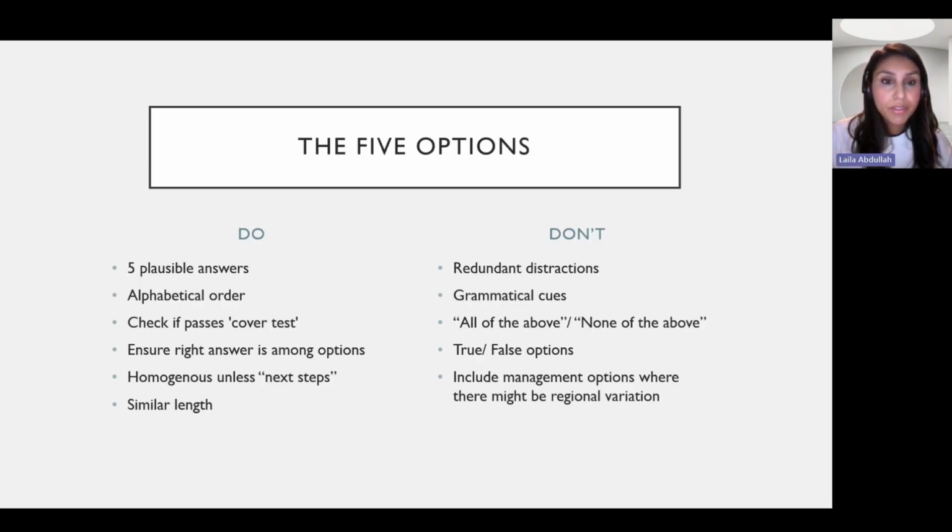Try and include management options. Don't include management options where there could be a regional variation. This is where it's really helpful to speak to others in different specialties and road test your questions on colleagues, because there may be regional variation in guidance, for example, and wherever there's a grey area, wherever a clinician would have to look something up, it's best to avoid any questions like that or any options that are like that.